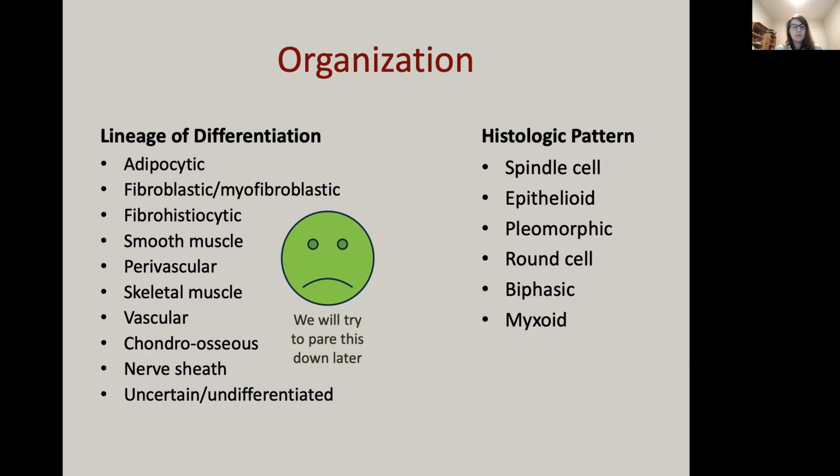I'm not going to go too much into the lineage of differentiation today, but we will talk about the histologic patterns. So we'll talk about spindle cell, epithelioid. You can consider pleomorphic, round cell, biphasic, myxoid, but I would caution that anything can be pleomorphic. So I take pleomorphic with a little bit of a grain of salt.